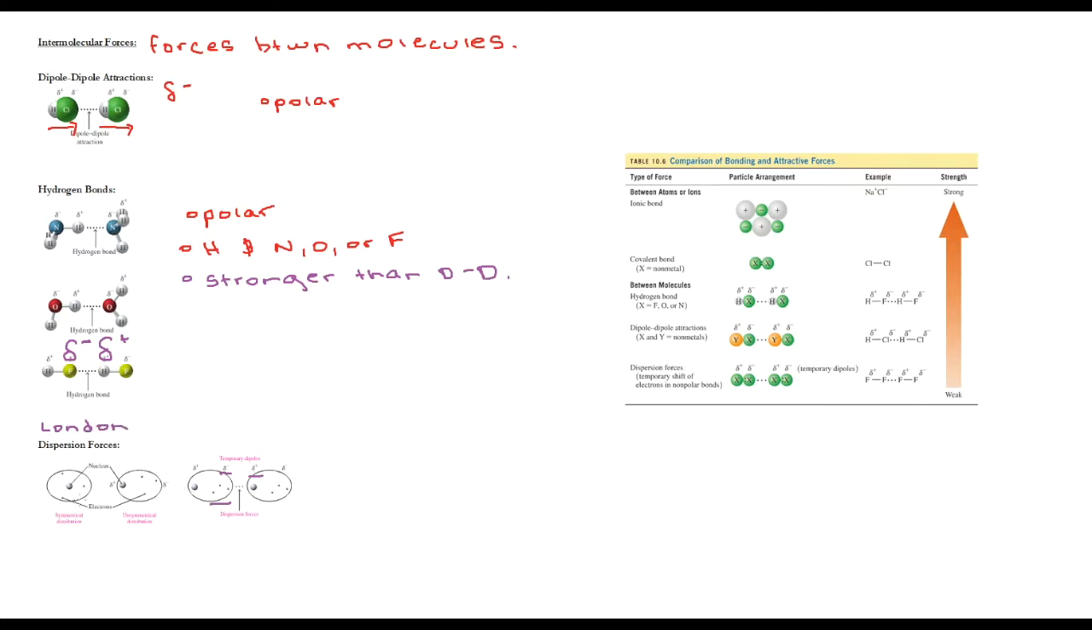Now, the question is, well, does it have to be polar? Does the molecule have to be polar for this to happen? And the answer is no. You don't even have to have a molecule. You can simply have an atom. So for example, if you have 2 electrons or 3 electrons, you could have helium or lithium, for example, and this dispersion force would exist. So the interesting thing about dispersion forces is that it exists for all atoms and molecules.